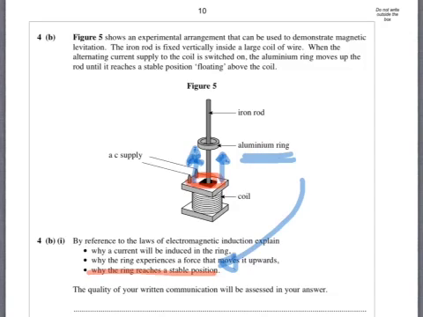Now the reason that happens is that as we go further from the coil, the magnetic field weakens and hence the flux linkage decreases. This would have the effect of decreasing the current in the aluminium ring, and by decreasing the current in the aluminium ring we also decrease the magnetic field that it's producing, and hence we reach a point where it hits a balance point.